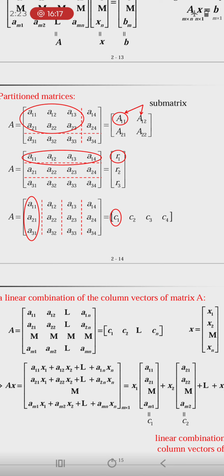Ax equals A, with A11, A12, etc., A1n, then etc., an m by n order matrix, times X, with x1, x2, etc., xn. These two matrices are multiplied. Then the answer is A11 x1 plus A12 x2 plus etc. A1n xn. Then second row A21 x1 plus A22 x2 plus etc. A2n xn, then etc. Last element AM1 x1 plus AM2 x2 plus etc. AMn xn. This matrix has m rows and 1 column.